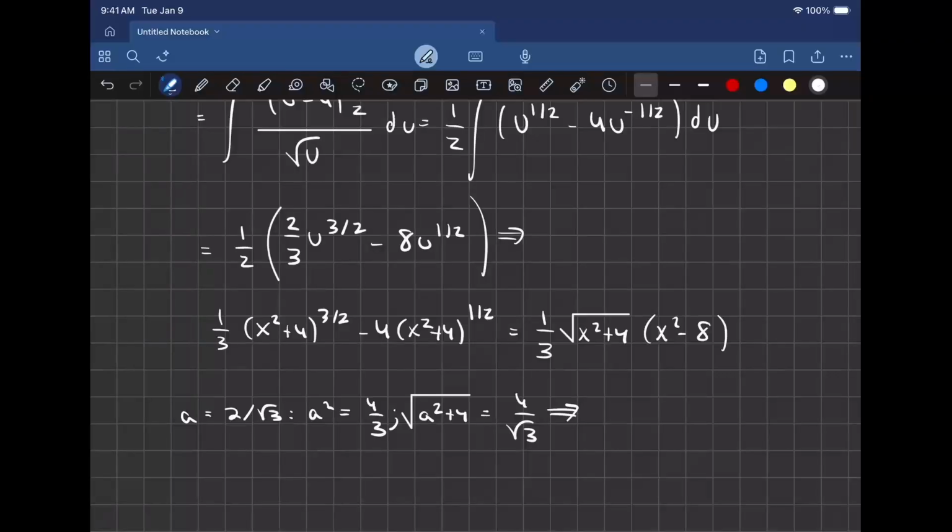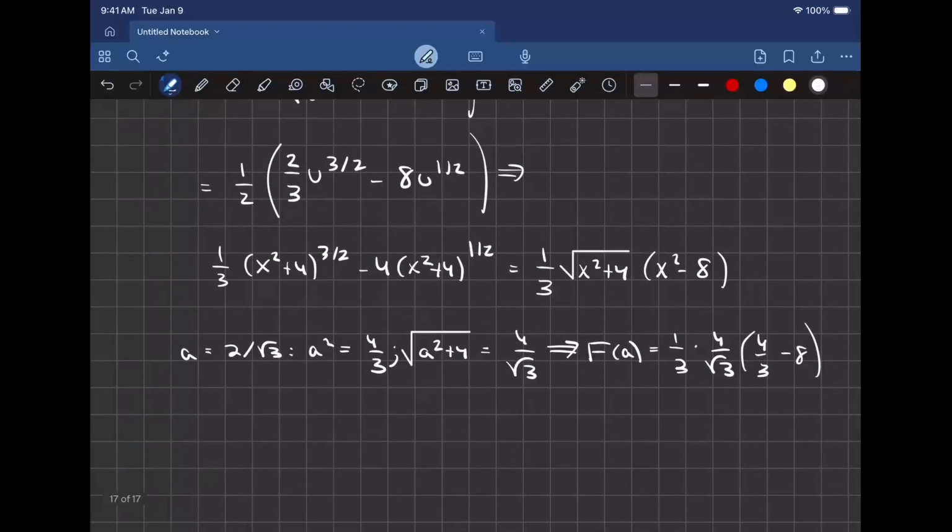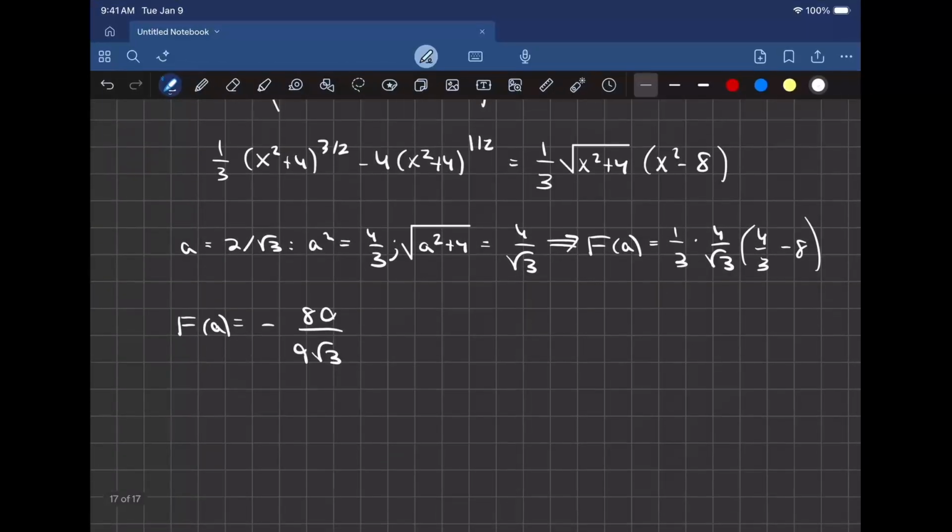So if our integral has solution antiderivative evaluated at b minus antiderivative evaluated at a, this would be our f of a, which would be 1/3 times 4 over root 3 times 4 over 3 minus 8. So f of a is something not fun. So negative 80 over, I think, 9 square root 3. Yes. Okay, now we'll look at b.